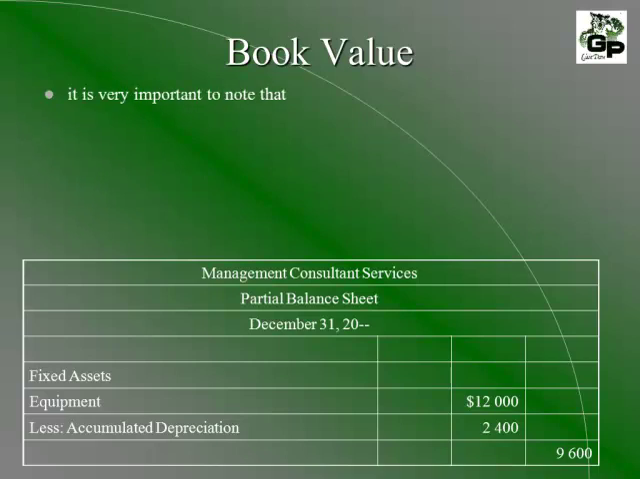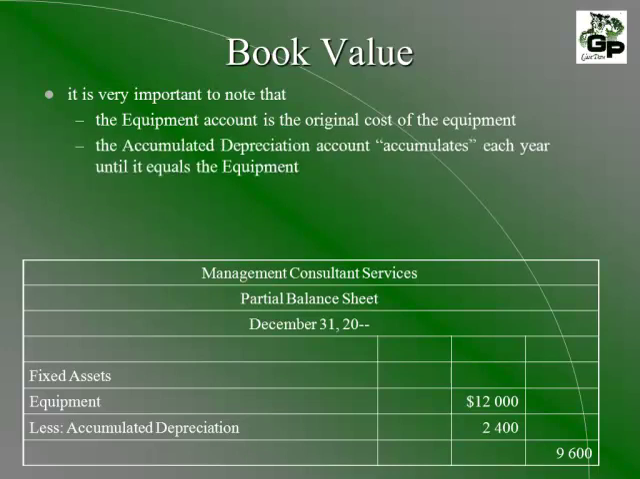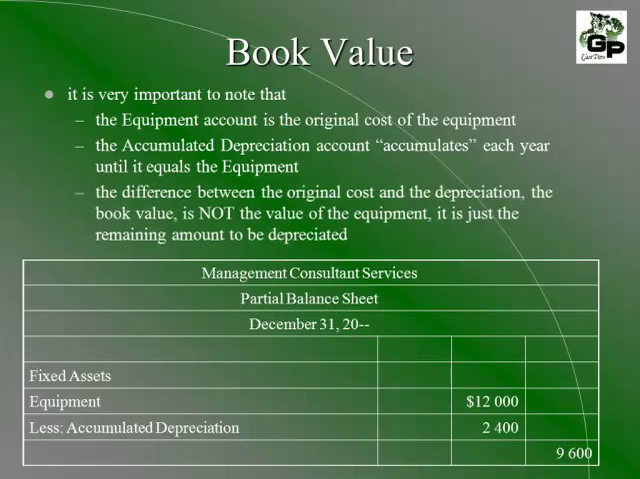Let's talk about book value. It's important to note that the equipment account is the original cost of the equipment. The accumulated depreciation account accumulates each year until it equals the equipment. The difference between the original cost and the depreciation, the book value, is not the value of the equipment. It is just the remaining amount to be depreciated.